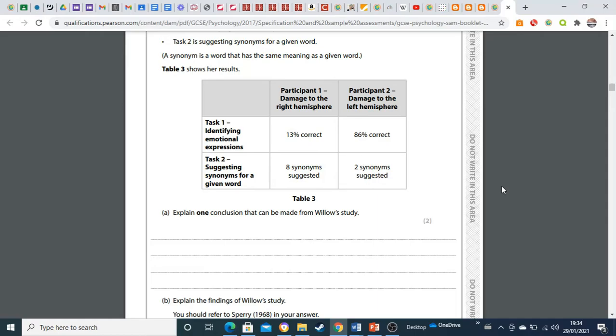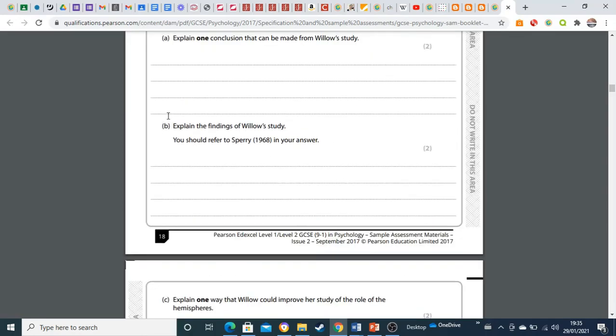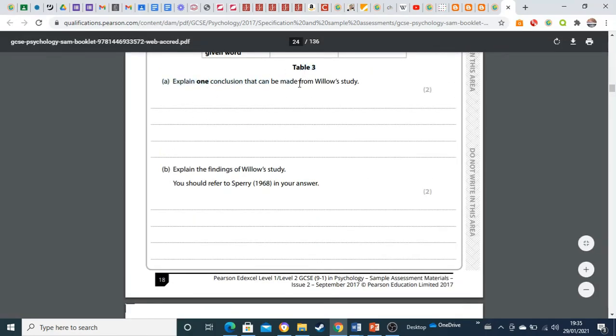So for example, the right hemisphere must handle emotions and recognizing emotions, because damage to the right hemisphere resulted in a 13% ability to identify emotional expressions, compared to 86% for damage to the left hemisphere. And that would possibly get 2 marks. I honestly was not great at these sorts of questions, but oh well, we carry on.